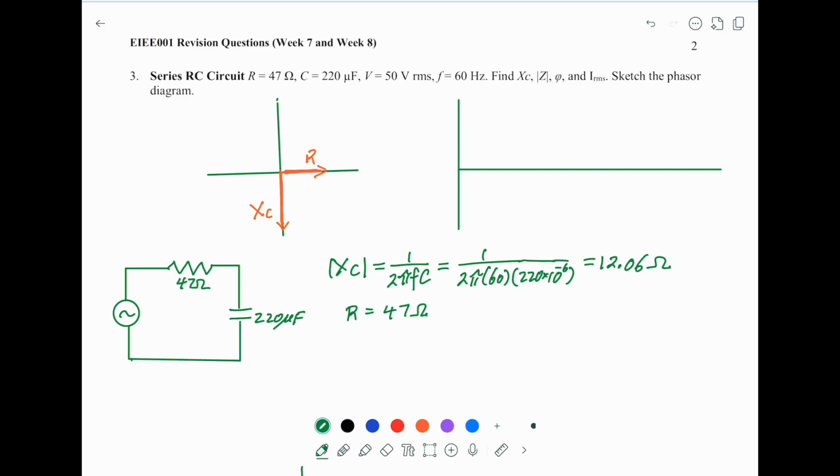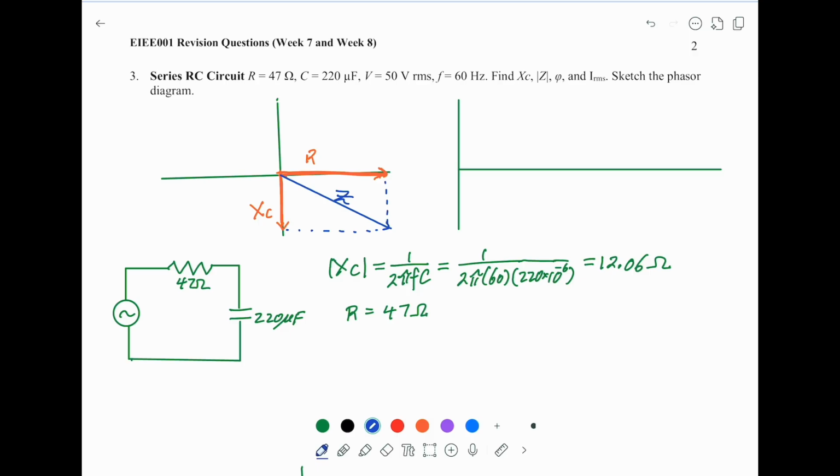So this time the R is a lot bigger. If I redraw this one here and put the R a lot longer, now we have two impedances, one is R, one is XC, and we want to find the sum. The sum is a vector sum, so we have to add them like vectors. We call this Z, the complex impedance.